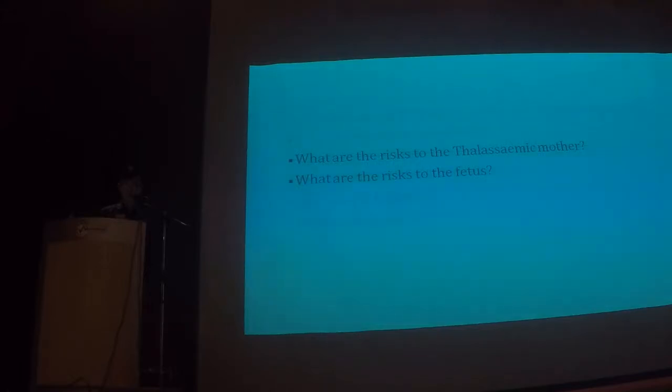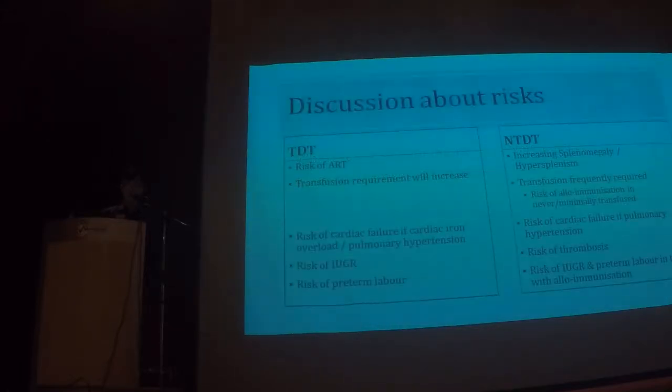So what are the risks to the mother as well as the fetus? I already mentioned that the thing to talk about is that transfusion requirement will increase, and because you generally have to hold iron chelation, you need the iron levels to be in the optimal range, so that allows the body to continue to build up and not go to critical levels during pregnancy. Okay, so there's risk of cardiac failure, cardiac overload or pulmonary hypertension, risk of IUGR, risk of preterm labor, especially if they are inadequately transfused.